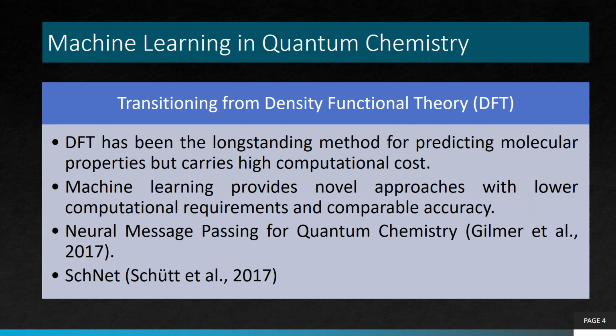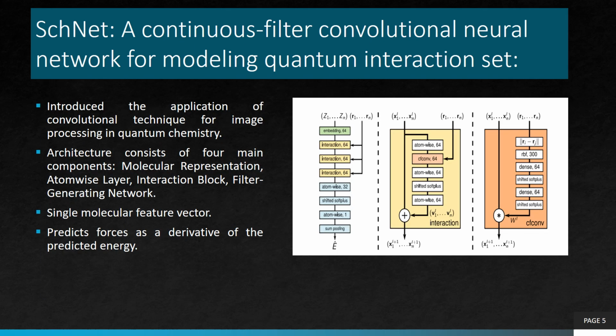Two works especially stand out: Neural Message Passing for Quantum Chemistry by Gilmer et al. in 2017, and SchNet by Schütt et al., also in 2017. This project will use the SchNet GNN architecture introduced by Schütt et al. in 2017. SchNet applies a convolutional layer to a grid of atoms in a molecule.